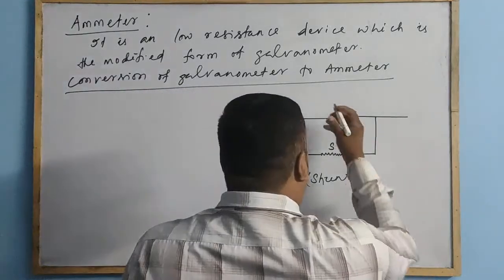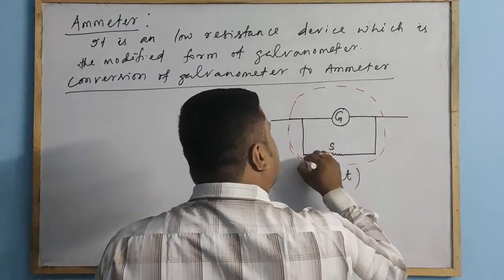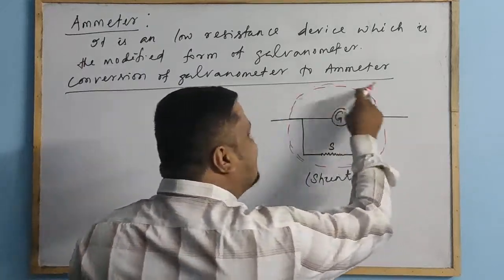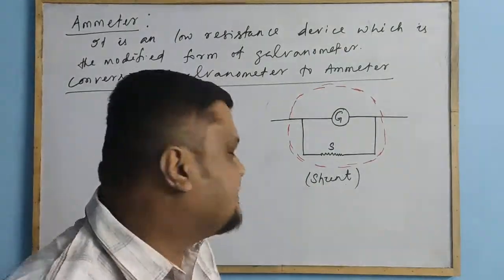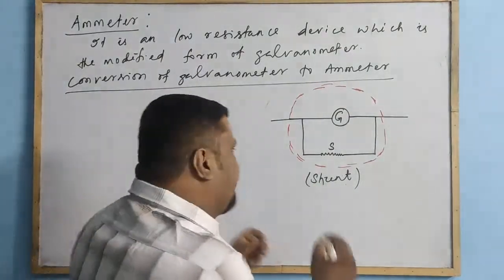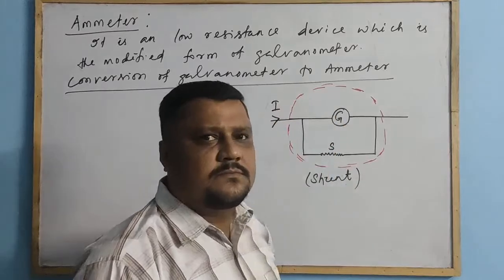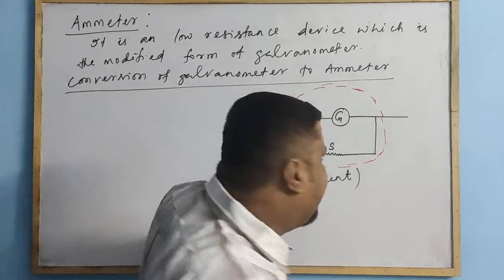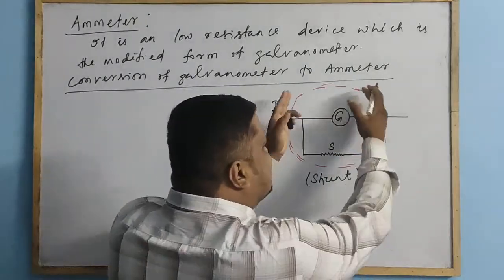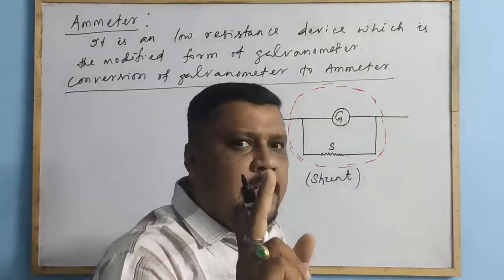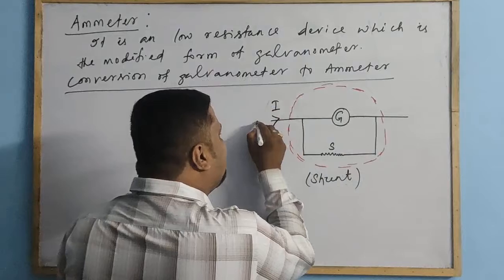ammeter. So this combination, this red dotted line, this is an ammeter. How is this an ammeter? Now let us think that there is a current I that enters, and in the circuit suppose a high current flows, and I use this ammeter to measure this current I. So what happens when the current I passes through here?